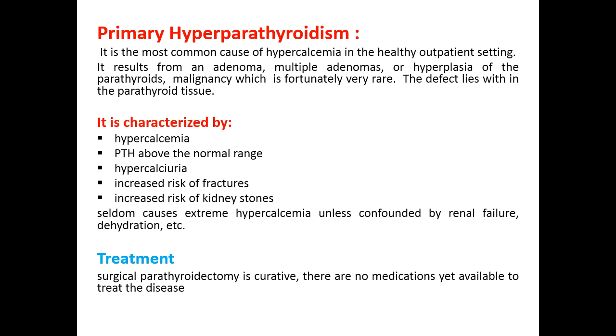How do we treat primary hyperparathyroidism? As it results from an adenoma, surgical parathyroidectomy is curative. We have to do removal of the parathyroid gland, and there is no medication yet available to treat the disease. The only treatment is surgical removal of the parathyroid gland.